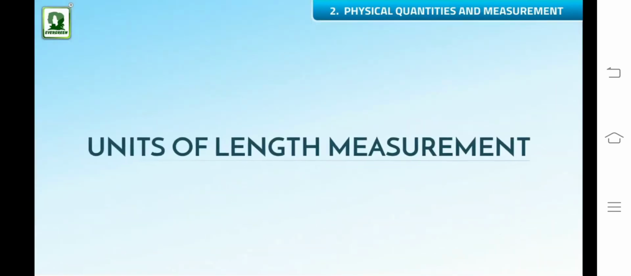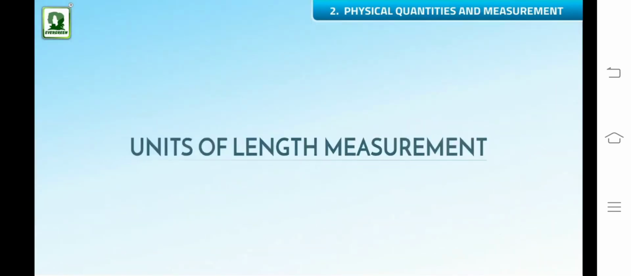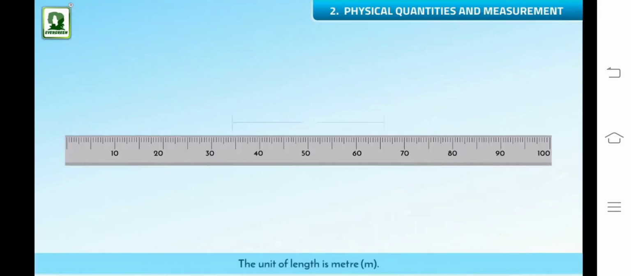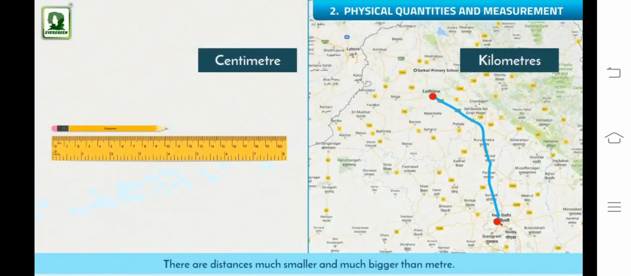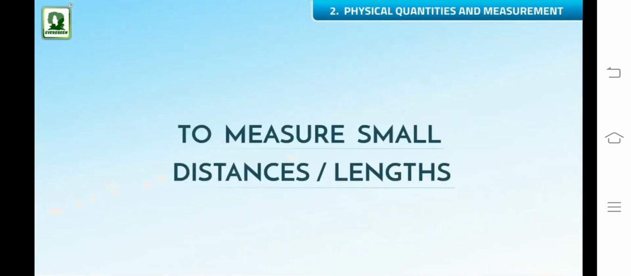Unit of length, measurement. The unit of length is meter, m. There are distances much smaller and much bigger than meter. Thus, smaller and bigger units are also used. To measure small distances or lengths.